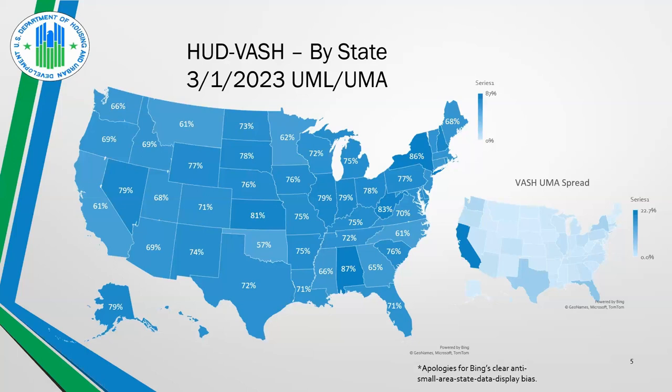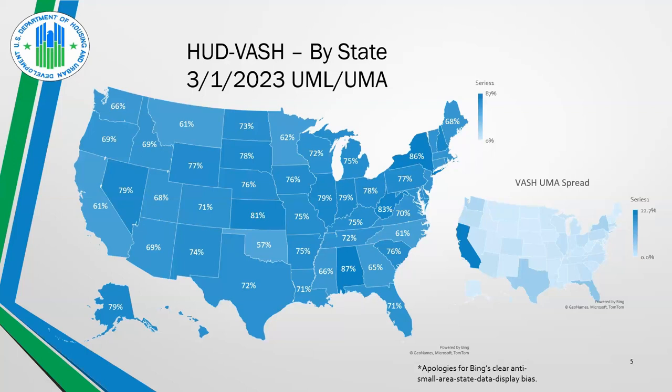So I wanted to also give a little perspective on VASH leasing here as we take a look at it from the perspective of state. On the left there again is March leasing for the VASH program by state. You can see, broadly speaking, a lot of states are in the 60 to 80, up to maybe 90% range. I also included a little chart there on the right to give an idea of scale in terms of where these VASH units exist, right? So we're talking essentially the UMAs on the right there.